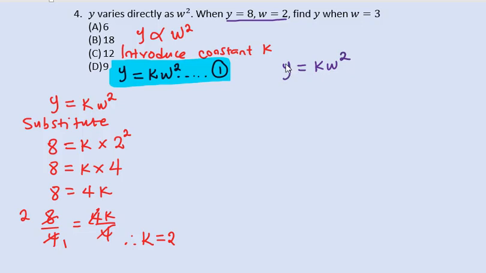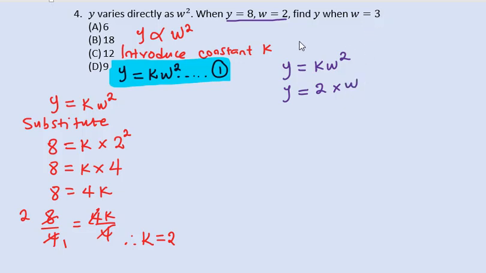Now they said find y, right? So at this point, you don't know y yet. And what is k? You solved for k, and k is 2. 2 multiplied by w. They now told you that w is 3. See, they give you new values. You have to follow this instruction closely.